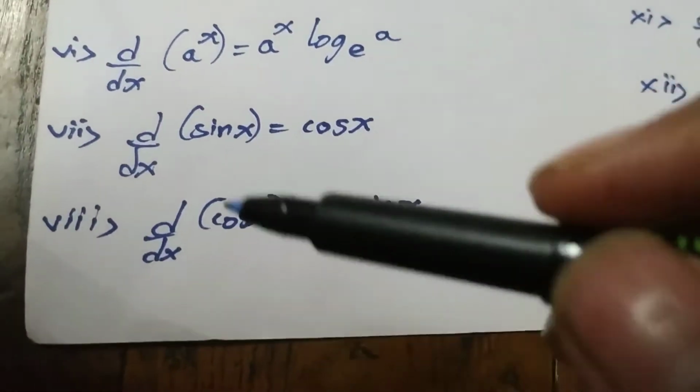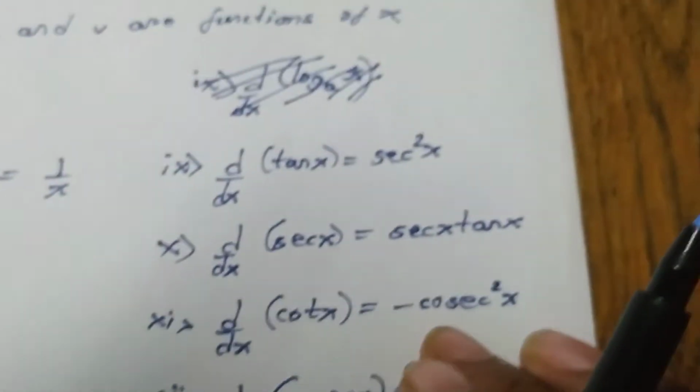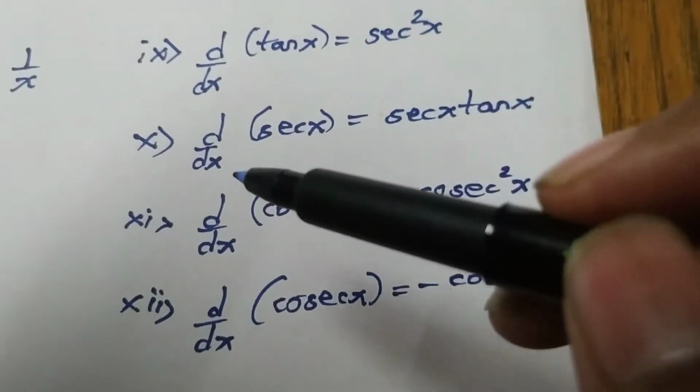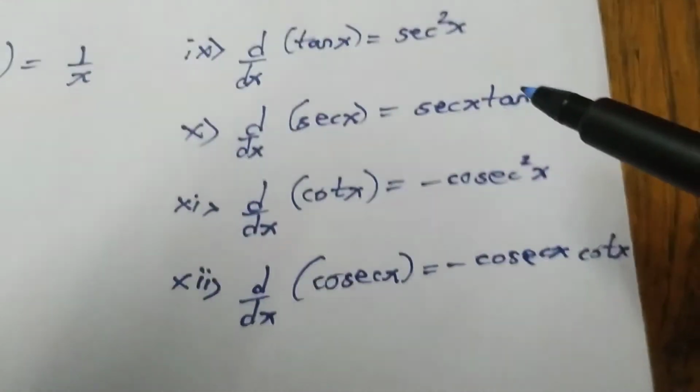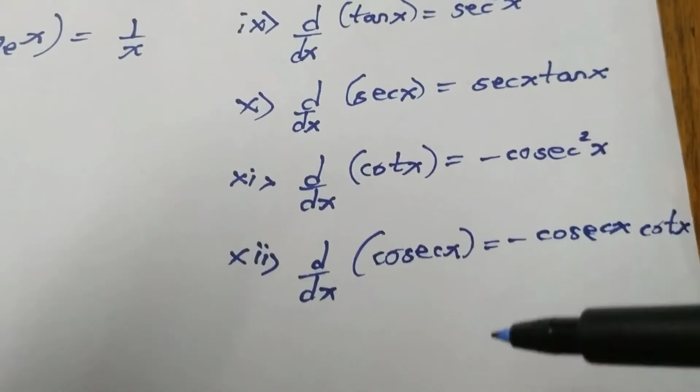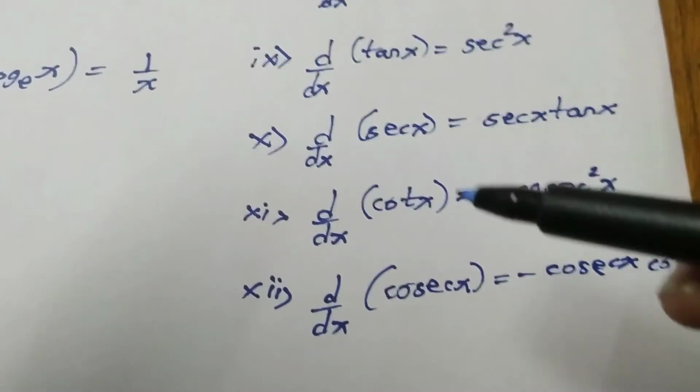And number 8, d/dx of cos x equals minus sin x. Now we have more formulae. d/dx of tan x is sec square x. d/dx of sec x is sec x tan x. d/dx of cot x is minus cosec square x. And d/dx of cosec x is minus cosec x cot x.